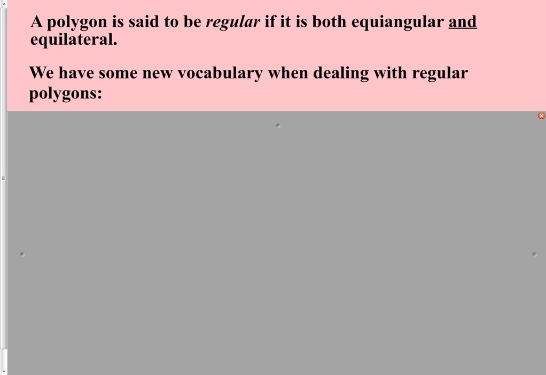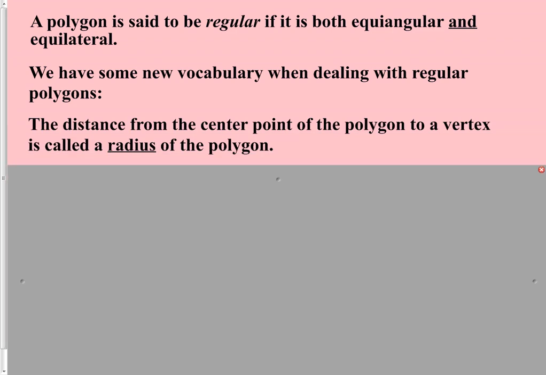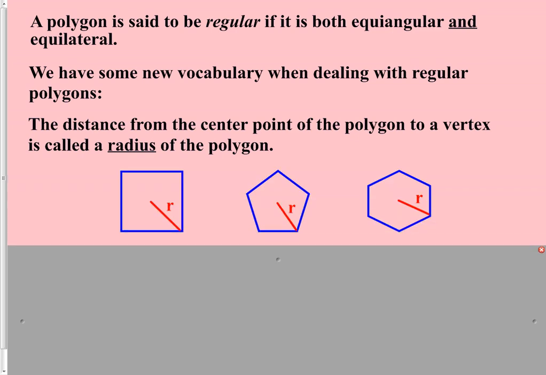Now, the first one is a term that we have talked about in the past before, but you have never seen it as far as a non-circular shape is concerned, and the term is radius. The distance from the center point of the polygon to a vertex is called the radius of the polygon. But more specifically, what radius actually means is furthest distance from the center. Where a polygon is concerned, that will mean from the center point out to a vertex.